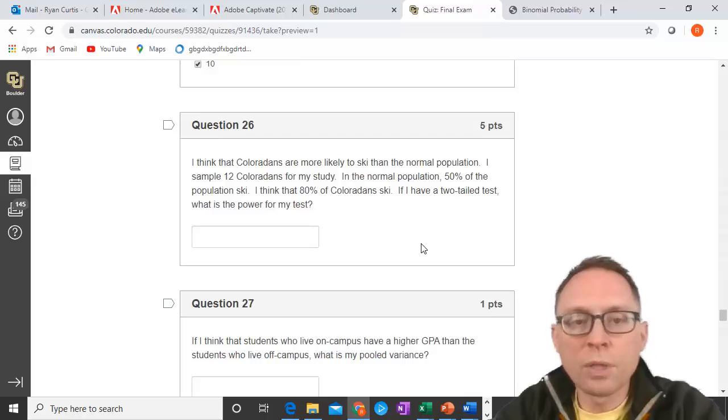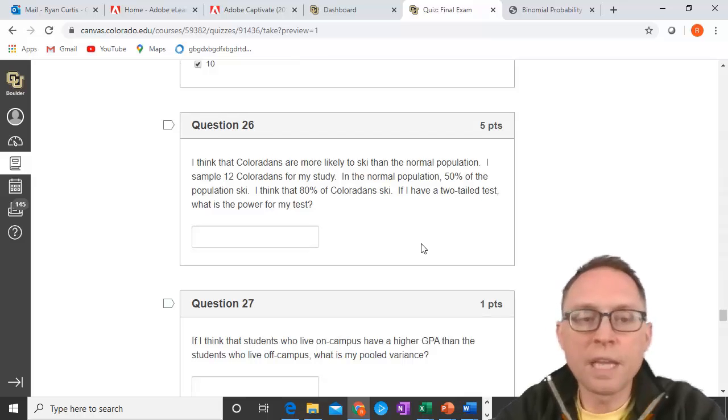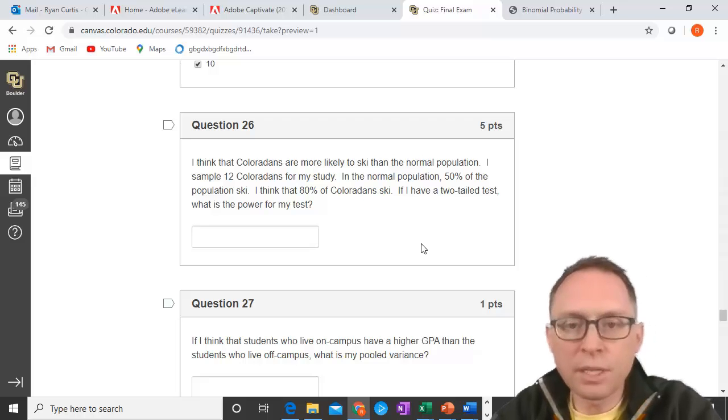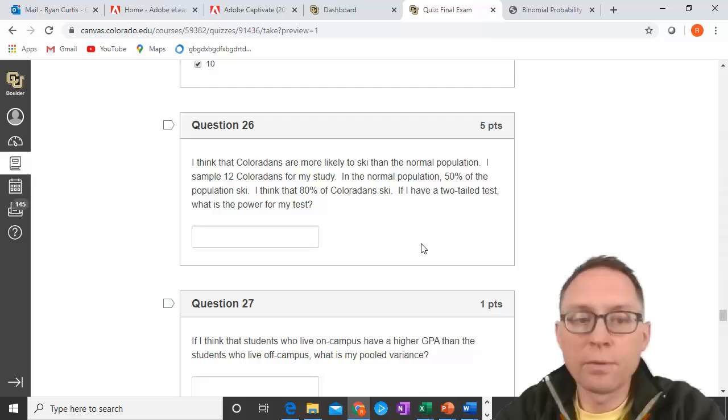I think the Coloradans are more likely to ski than the normal population. I sampled 12 Coloradans for my study. In the normal population, 50% of the population ski. I think that 80% of Coloradans ski. If I have a two-tailed test, what is the power for my test?